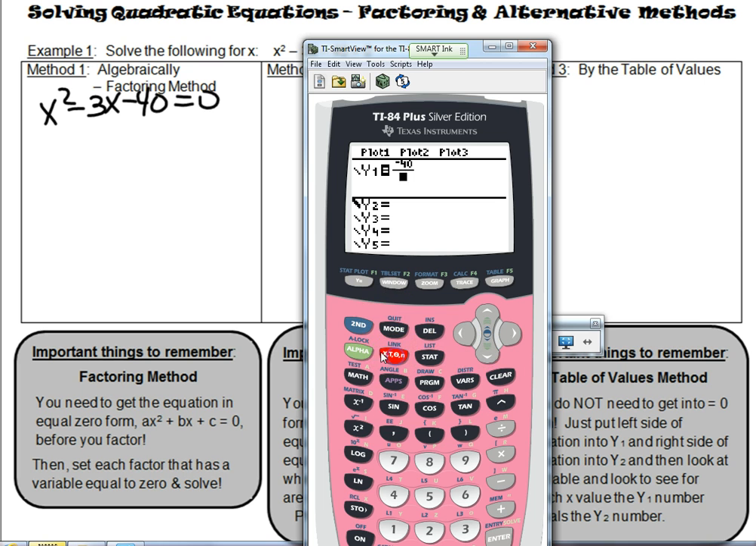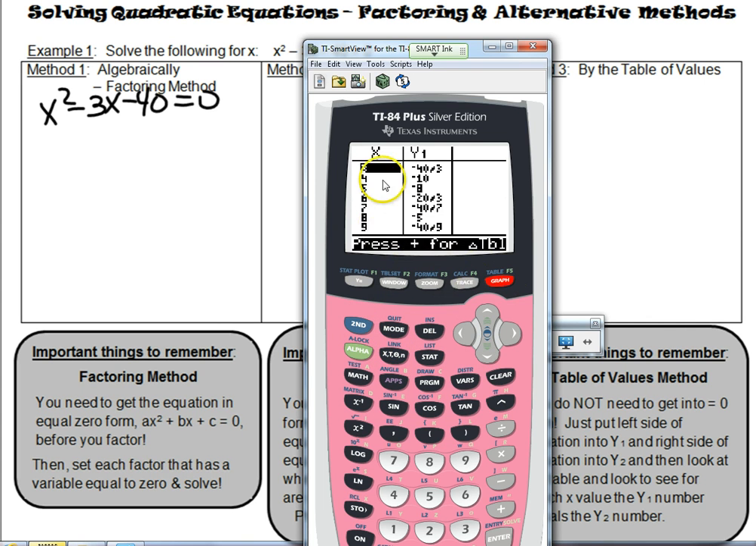And then if I go to my table, I will get all the pairs of numbers that multiply to negative 40. I just get rid of all the bad ones. So I'm going to scroll my table, and I need to see which ones add up to negative 3. And right here, 5 times negative 8 is negative 40 when you multiply them, and it adds up to negative 3. So those are my factors.